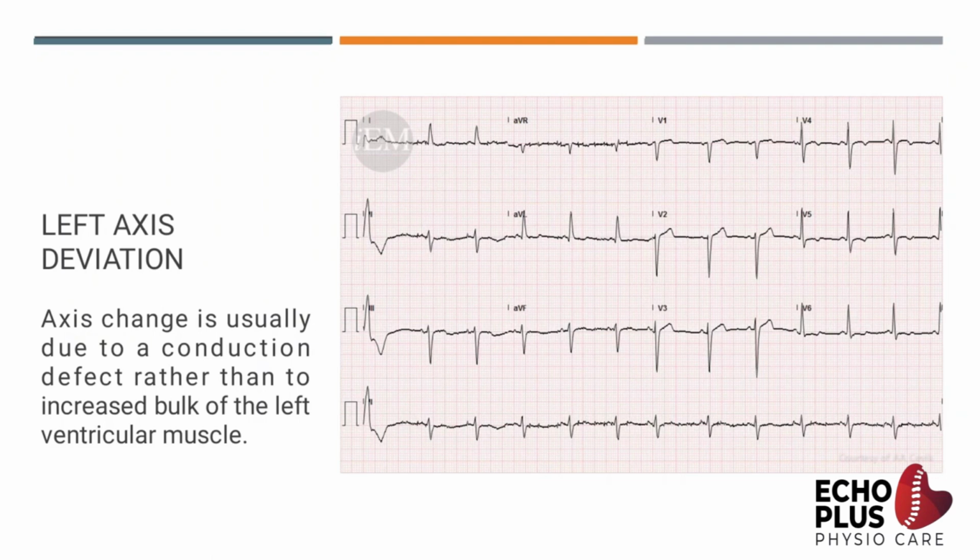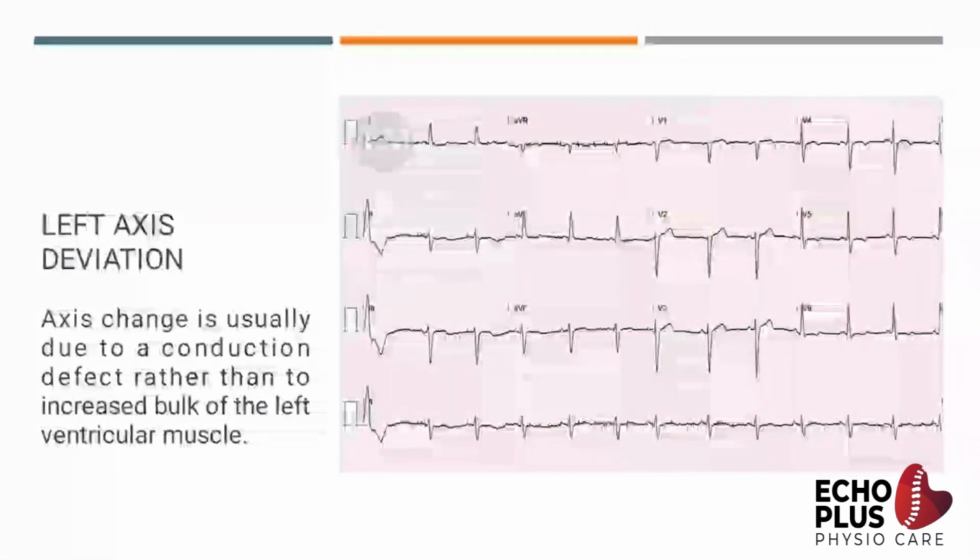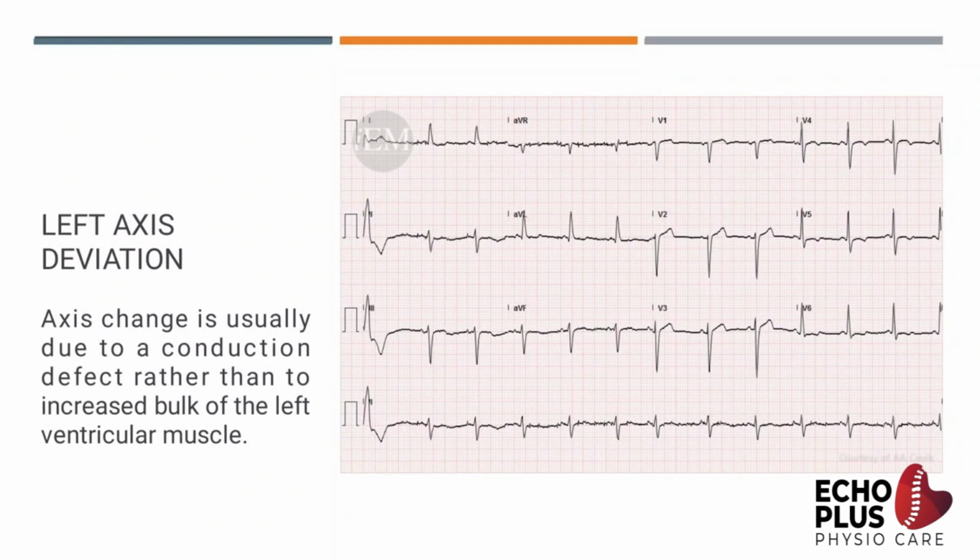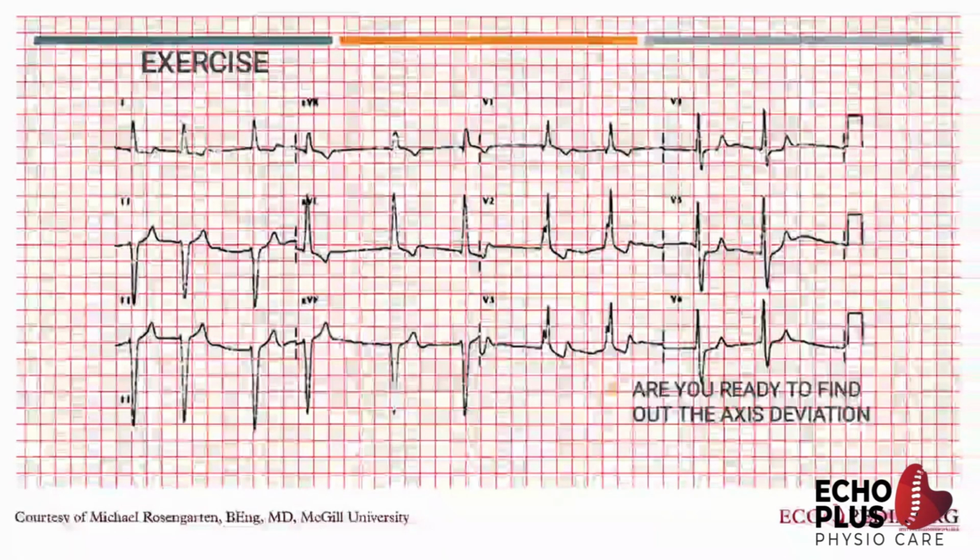Coming to left axis deviation. Which leads will you have to see? Leads 1, 2, and 3. Again, if you get a negative polarity in leads 2 and 3, that means if you are getting downward waves in lead 2 and lead 3, it is called left axis deviation. And why is it happening? It is due to a conduction defect rather than increased bulk of left ventricular muscle. So this is all about axis deviation.